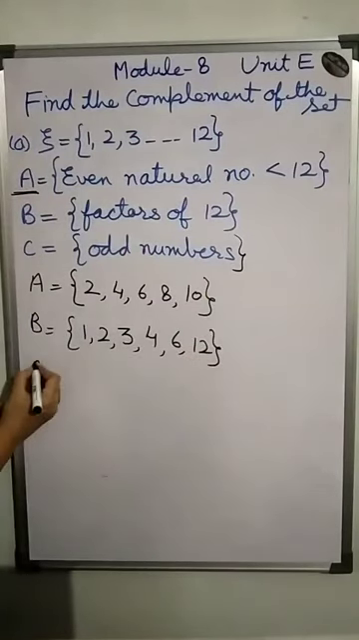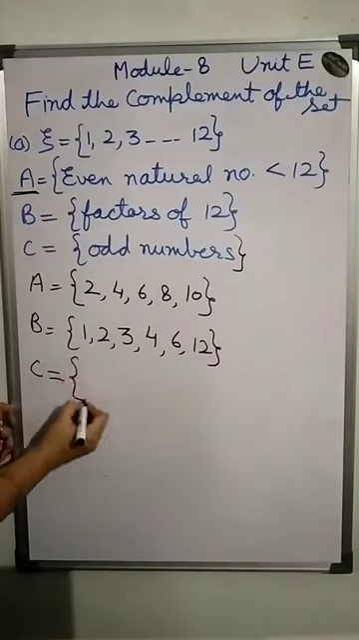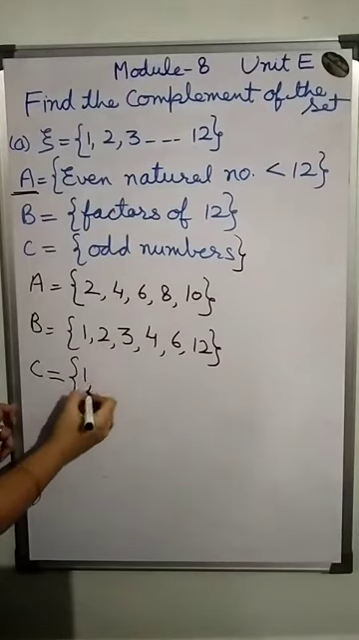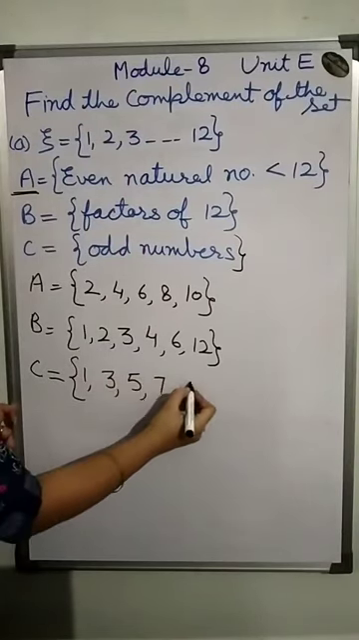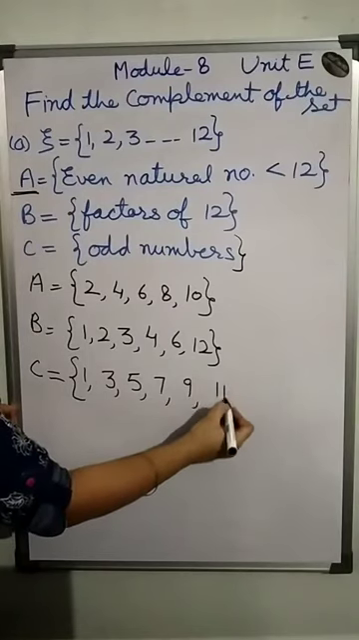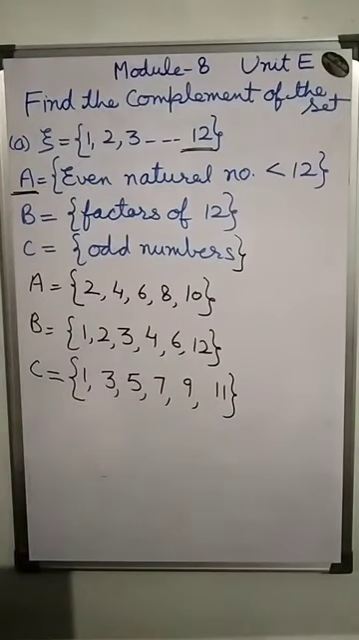Okay. C, odd numbers. Odd numbers means 1, 3, 5, 7, 9 and 11 because we have to calculate till 12. So these are the sets. Now we have to calculate the complement of these sets. Complement, then how do we find the complement?